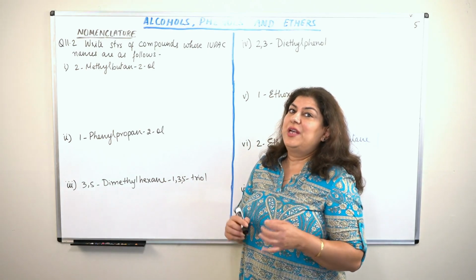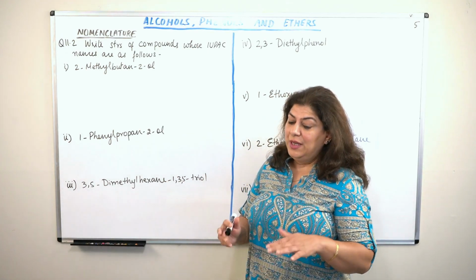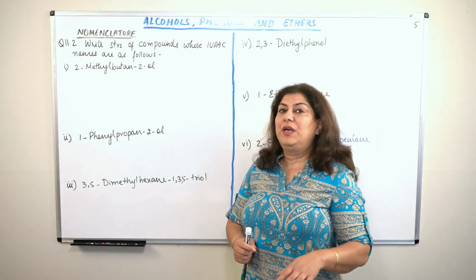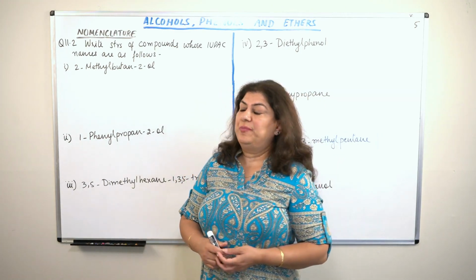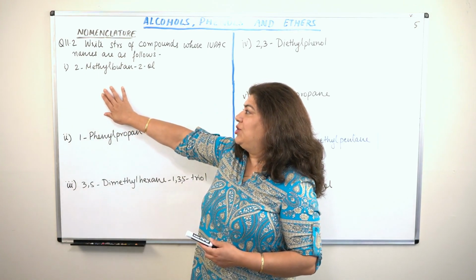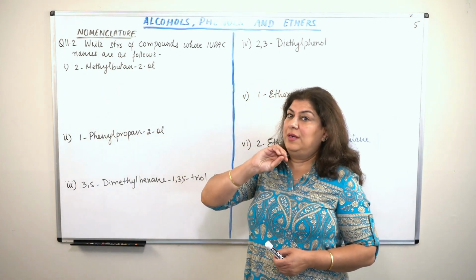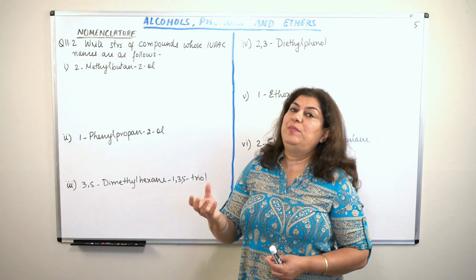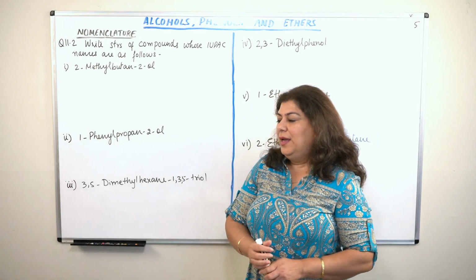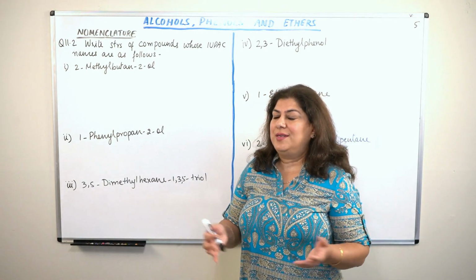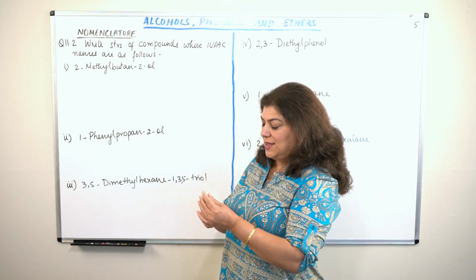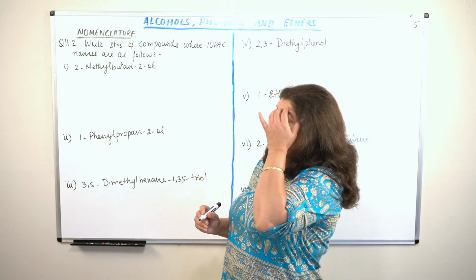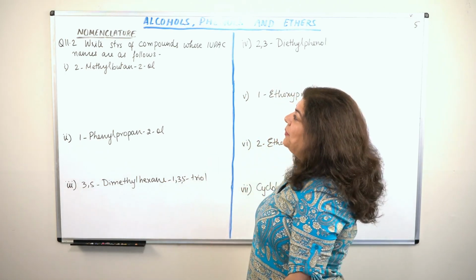Now the IUPAC names have been given. In the previous video, we were given the structures and we were supposed to find out the names of those compounds. In this question, we have been given the names and the structures are to be made from the names. If you ask me, this is actually easier than the other type of question. And as I do it for you, you will understand why I feel it is so easy.